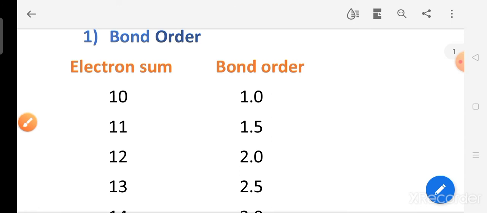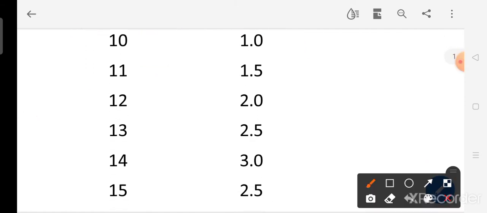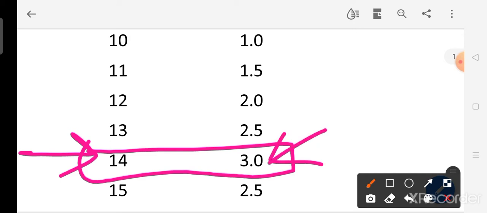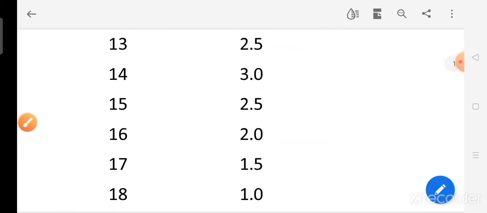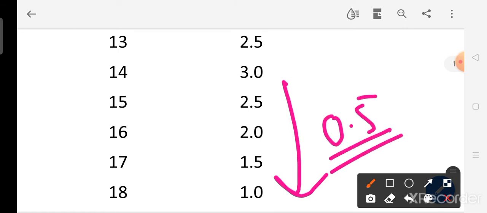How to calculate the bond order? When the electron sum of a molecule is 10, the bond order of that molecule is 1. First, we have to remember the bond order for electron sum 14. When the electron sum of the molecule is 14, the bond order is 3. From 14, the bond order decreases by 0.5 on both sides, above and below.